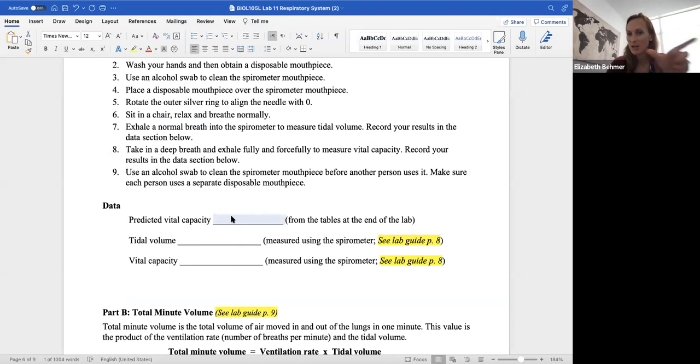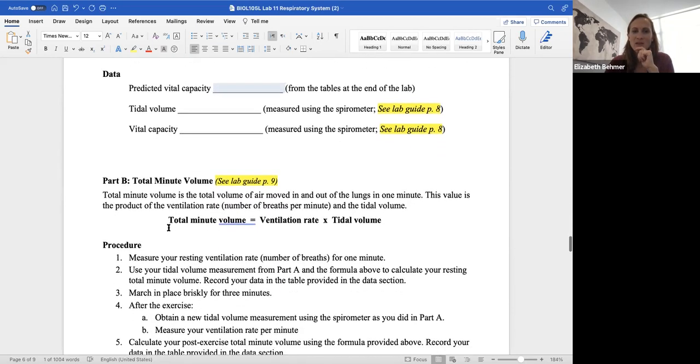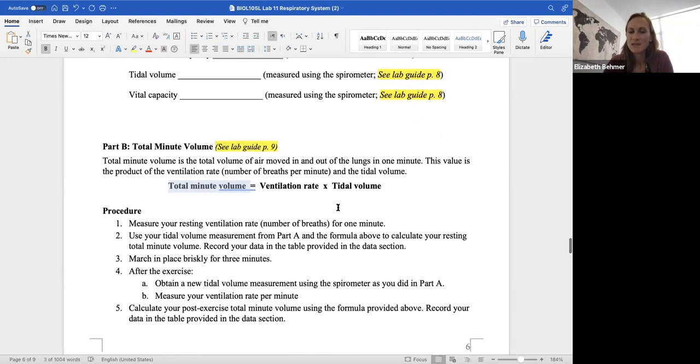Your predicted vital capacities will be different for each person. If you're working in a group, you can do it from one person, and then the tidal volume and vital capacity we give you in the lab guide. And then you'll calculate the total minute volume, where you take the ventilation rate times your tidal volume. You'll measure your resting ventilation rate, which is the number of breaths for 1 minute. And then you'll multiply that by the tidal volume, which is what we give you in the lab guide.